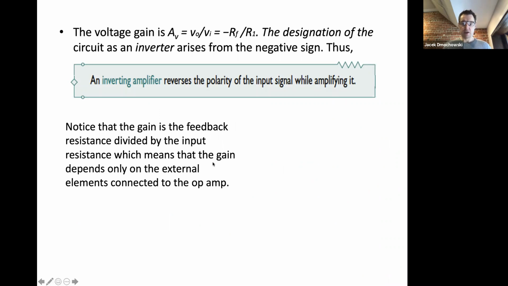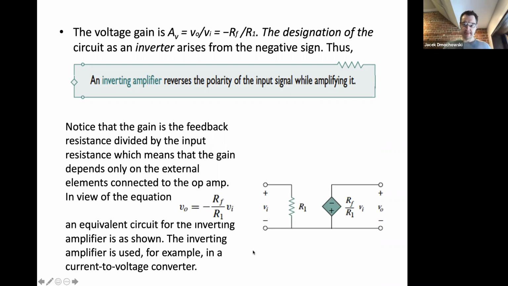Right. And again, the critical point is this: the gain depends only on the external elements connected to the op amp. That's important, right? Because you control the external components. You do not control the open loop gain, the input impedance, the output impedance. Those things are fixed, but you control the external resistors that connect your output and your inputs.